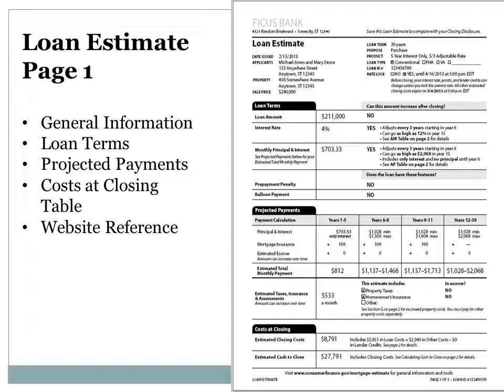Also, the headers for each section have very specific requirements in their formatting. You'll see that the headers for loan terms, projected payments, and cash to close tables have rounded corners. They must also have a black background with white lettering.